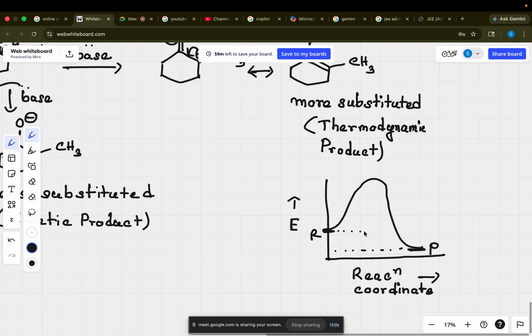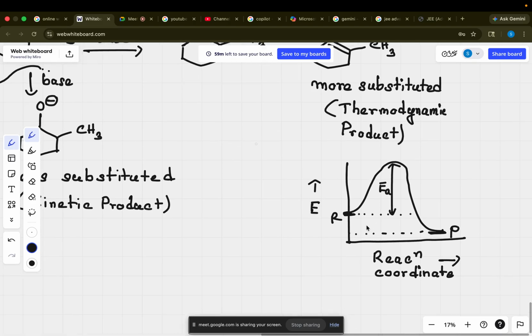And this value is what? Activation energy. So this is your activation energy, EA.